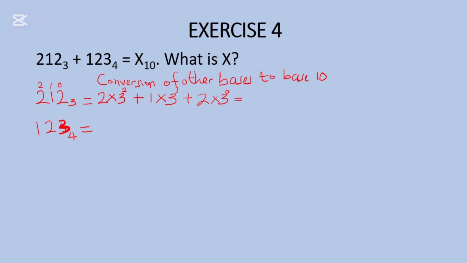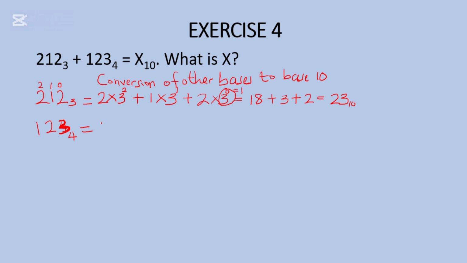3 raised to the power 2, that's 9, times 2, that's 18, plus 3 raised to the power 1, that's 3, times 1, that's 3 still, plus any number or letters raised to the power of 0 is 1. So this is 2 times 1, and that is 2. If you add up all of this, you get 23, but this time around to base 10.